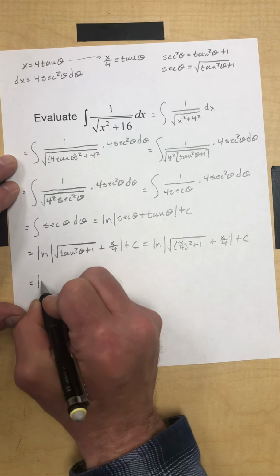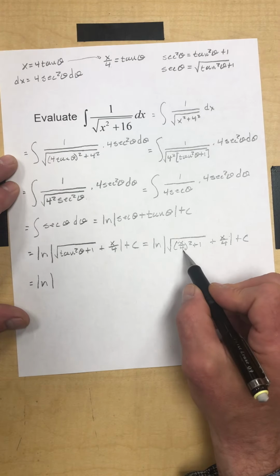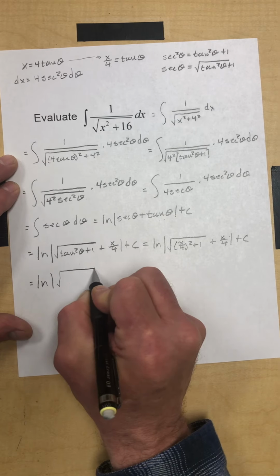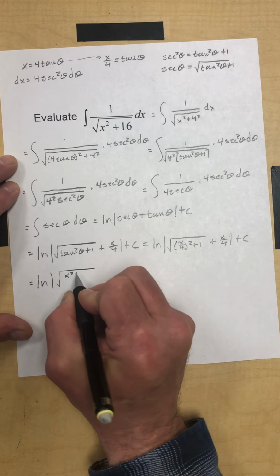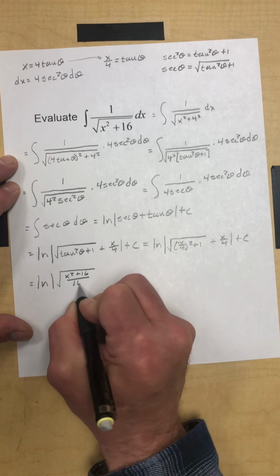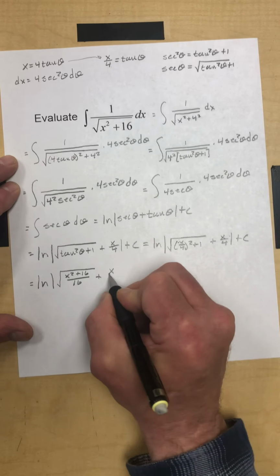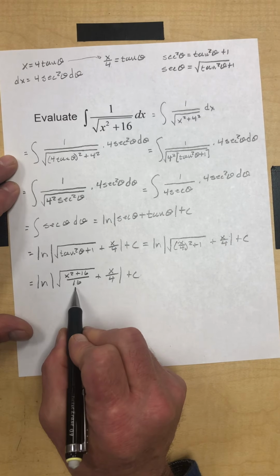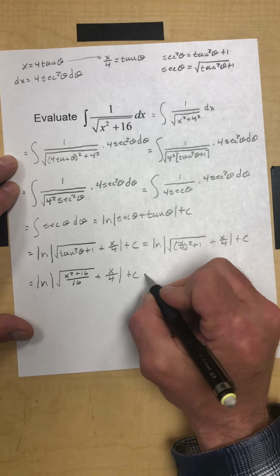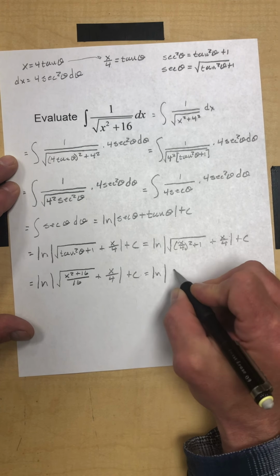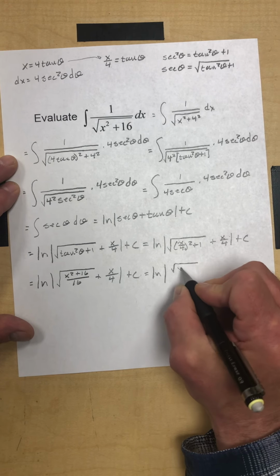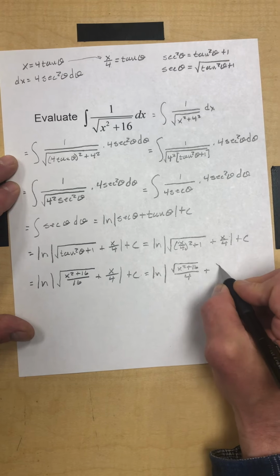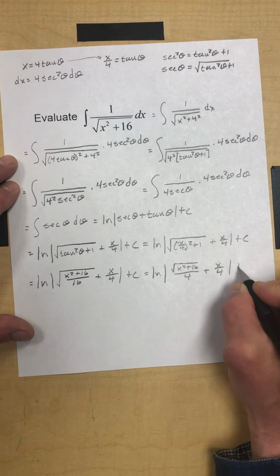Okay, just keep moving forward. So let's see, this would be x squared over 16. That'd be 16 over 16. So we get the square root of x squared plus 16 all over 16, plus that x over 4, plus our constant of integration. And of course, we can take the square root of that denominator there. So I get the natural log of the absolute value of the square root of x squared plus 16 all over 4, plus x over 4, plus our constant of integration.